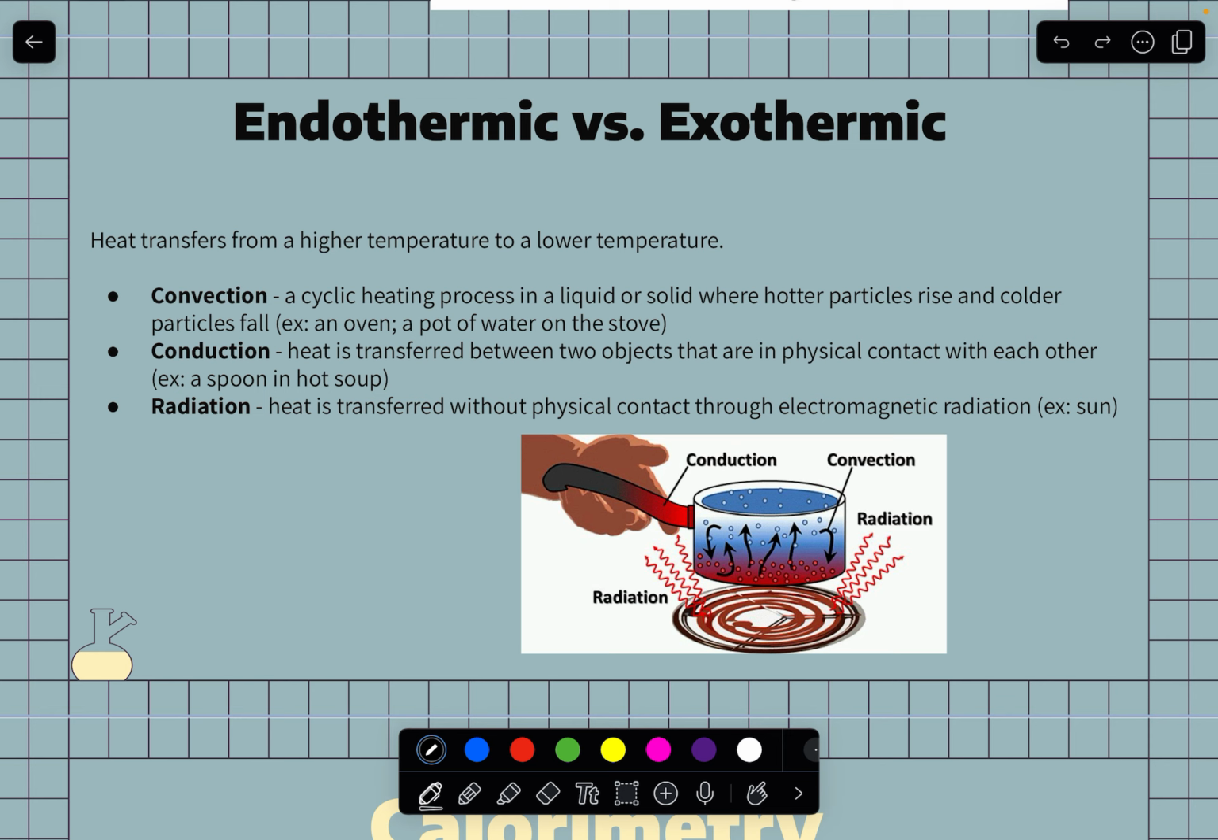Okay. With conduction, heat is transferred between two objects with physical contact, right? If you touch a hot spoon, it's going to be hot to you. Radiation is without physical contact. So things like the sun, or one of these electric stoves, that's by radiation.